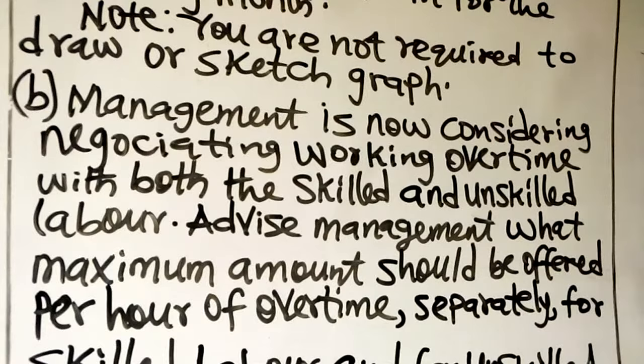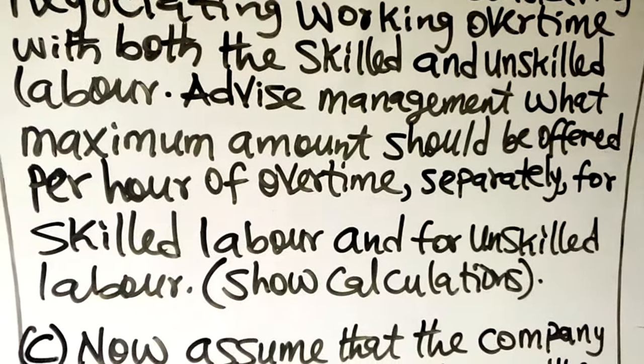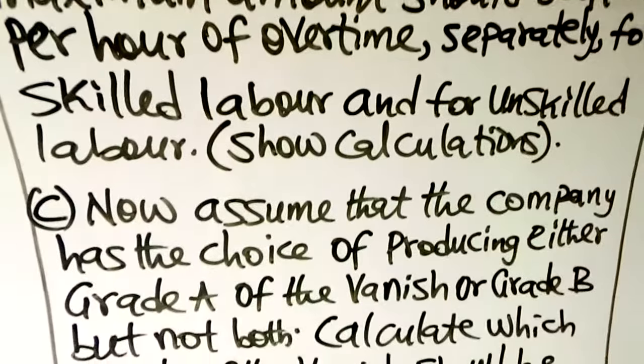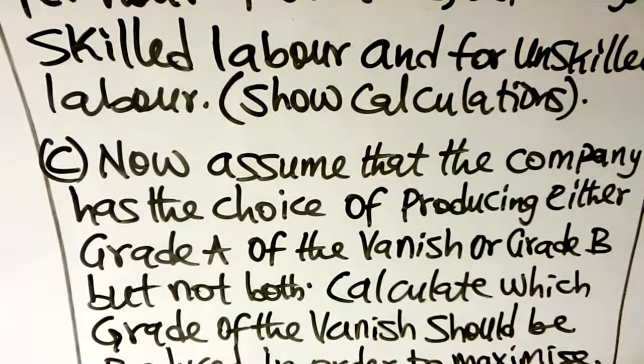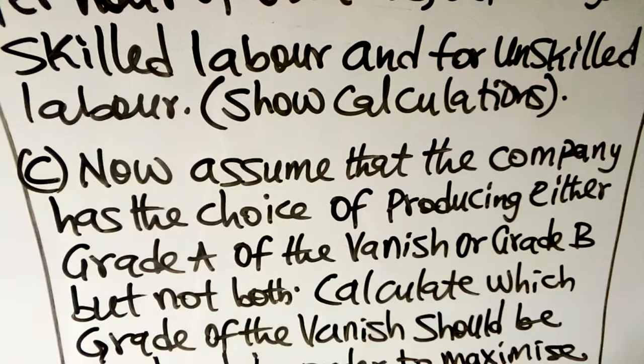B. Management is now considering negotiating working overtime with both the skilled and unskilled labor. Advise management what maximum amount should be offered per month of overtime, separately for skilled and unskilled labor. Show calculations.